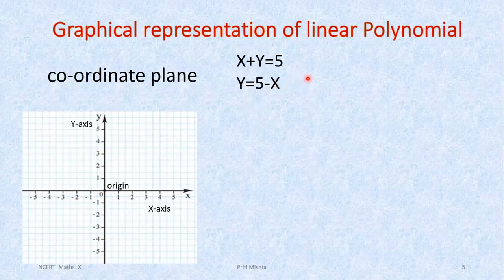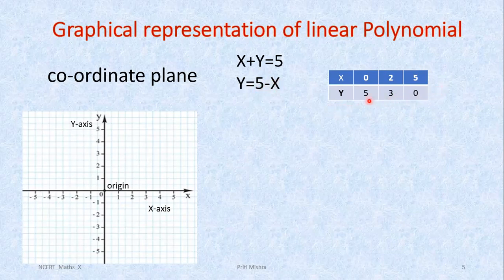So we need to make a table. A table for which? A table for finding the different points which exist on this polynomial. For that, we will take different values for x, and we will get the corresponding value of y in that table. So here is the table. When I take x equal to 0, then the value of y is 5. When x is equal to 2, then y is equal to 3. And when x is equal to 5, y is equal to 0, because 5 minus 5 will be 0. So this is the table.